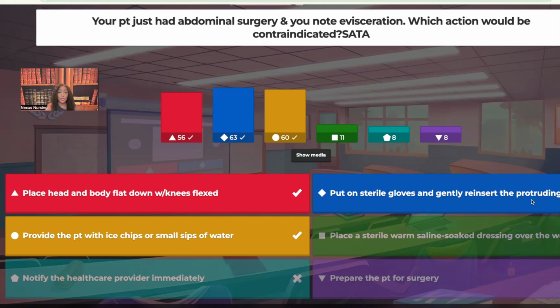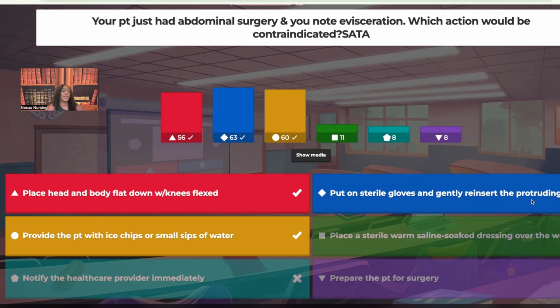Now look at the other three choices. They're not chosen because they're good answers. These are things that we would do. Placing a sterile, warm saline soaked dressing over the wound. Yes, because we don't want that wound to dry out. We don't want to cause tissue death. So that's good. Next, notify the healthcare provider immediately.